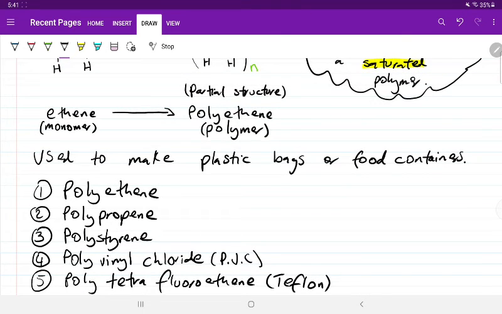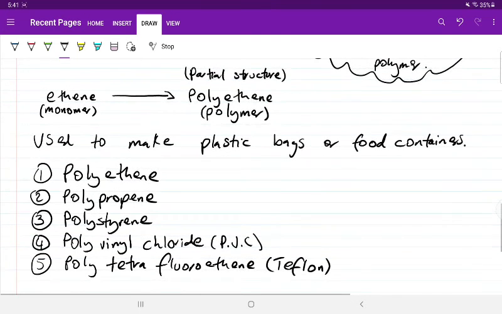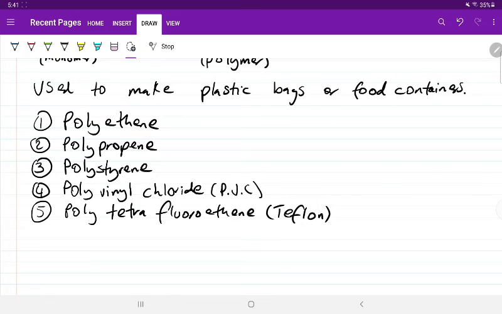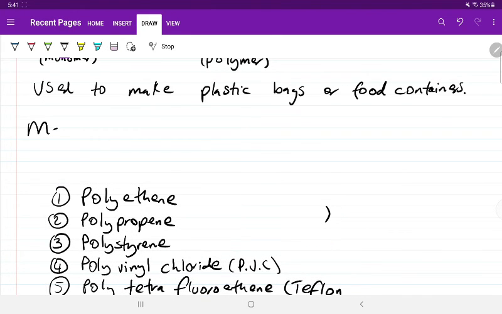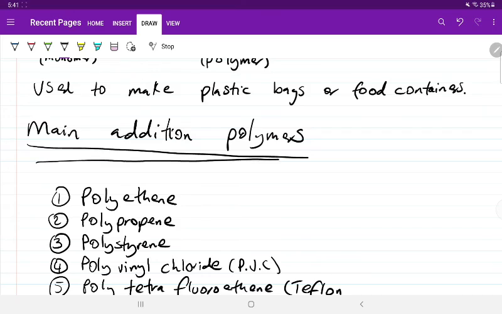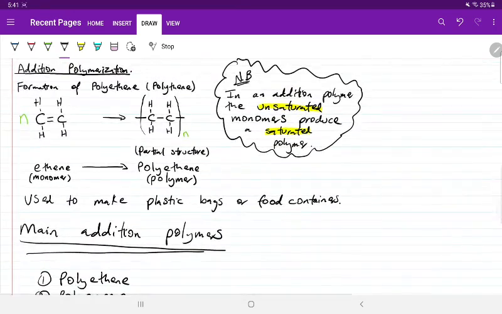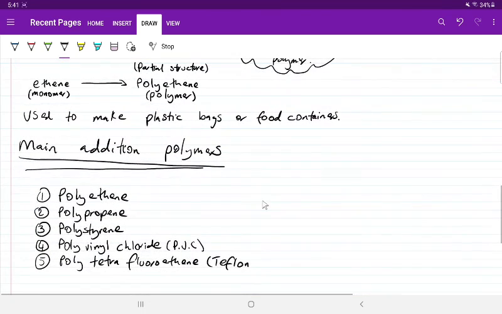All right, polypropylene, polyethylene, polystyrene, PVC, and Teflon. So these are the main addition polymers. And for each of them, we need to be able to write the equation for their formation, like up here, draw the partial structure for the polymer that is formed, and also talk about what they are used to make. All right, so in subsequent lessons, we'll look at some of these other addition polymers and then move to condensation polymers.